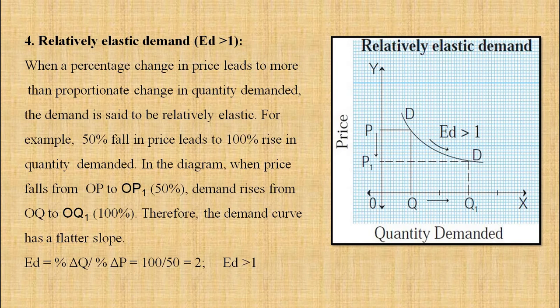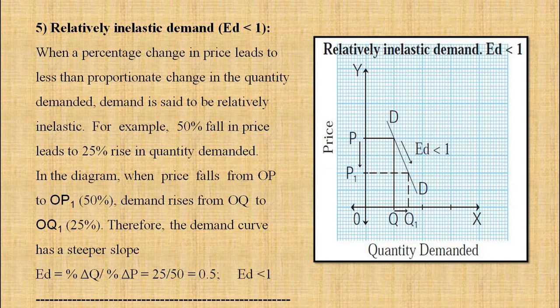Now we'll go to the last one, relatively inelastic demand. Let us discuss what is relatively inelastic demand. When the percentage change in price leads to a less than proportionate change in quantity demanded, demand is said to be relatively inelastic. That means both are changing, price is changing and demand is changing, but the change in price is more than the change in demand. For example, price falls 50%, but demand rises by only 25%.